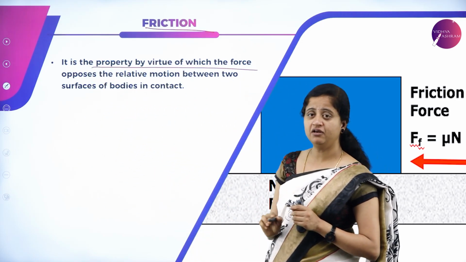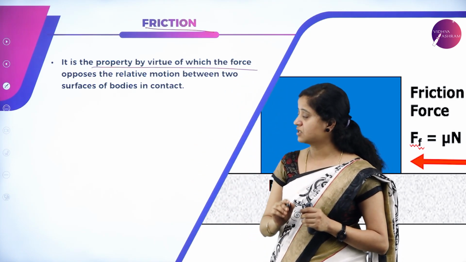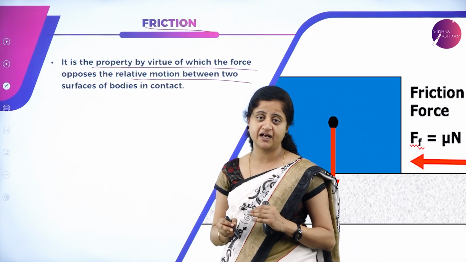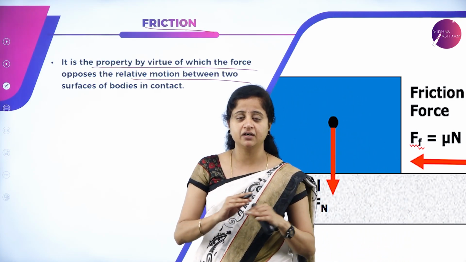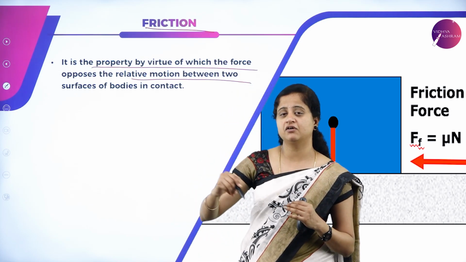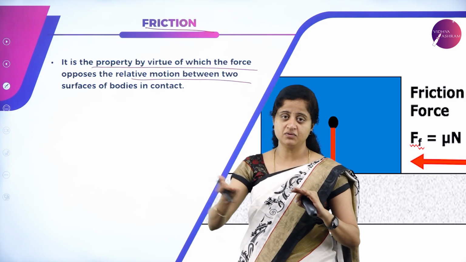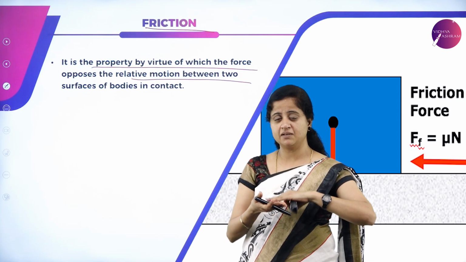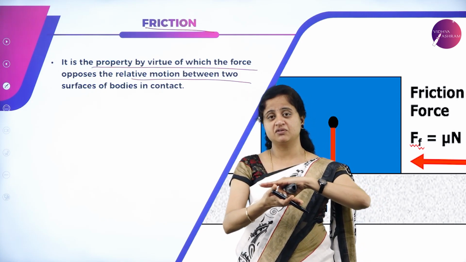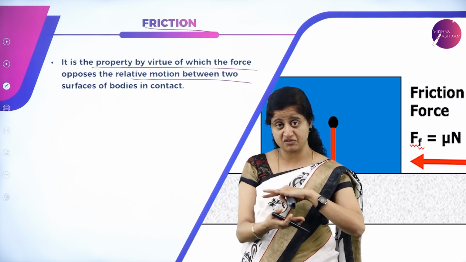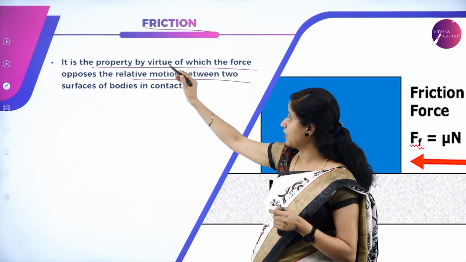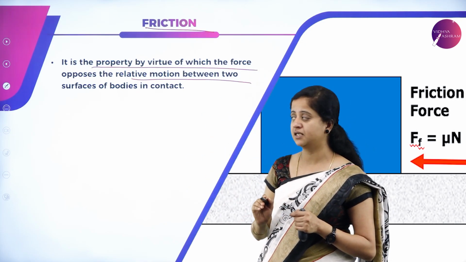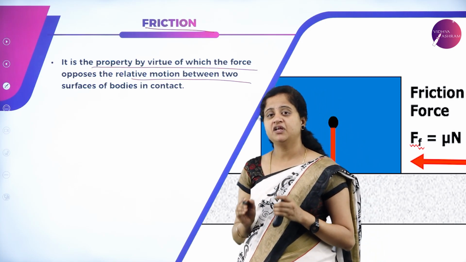It is nothing but the property by virtue of which the force opposes the relative motion between two surfaces of bodies in contact. Say for example, we are walking on the ground. A human who is walking on the ground, a man is one object, and the ground surface, his feet is in contact with the surface of the ground. So there develops an opposite force which is opposite to the relative motion. This opposing force is called friction, the property by virtue of which the force opposes the relative motion, and we will call it frictional force.